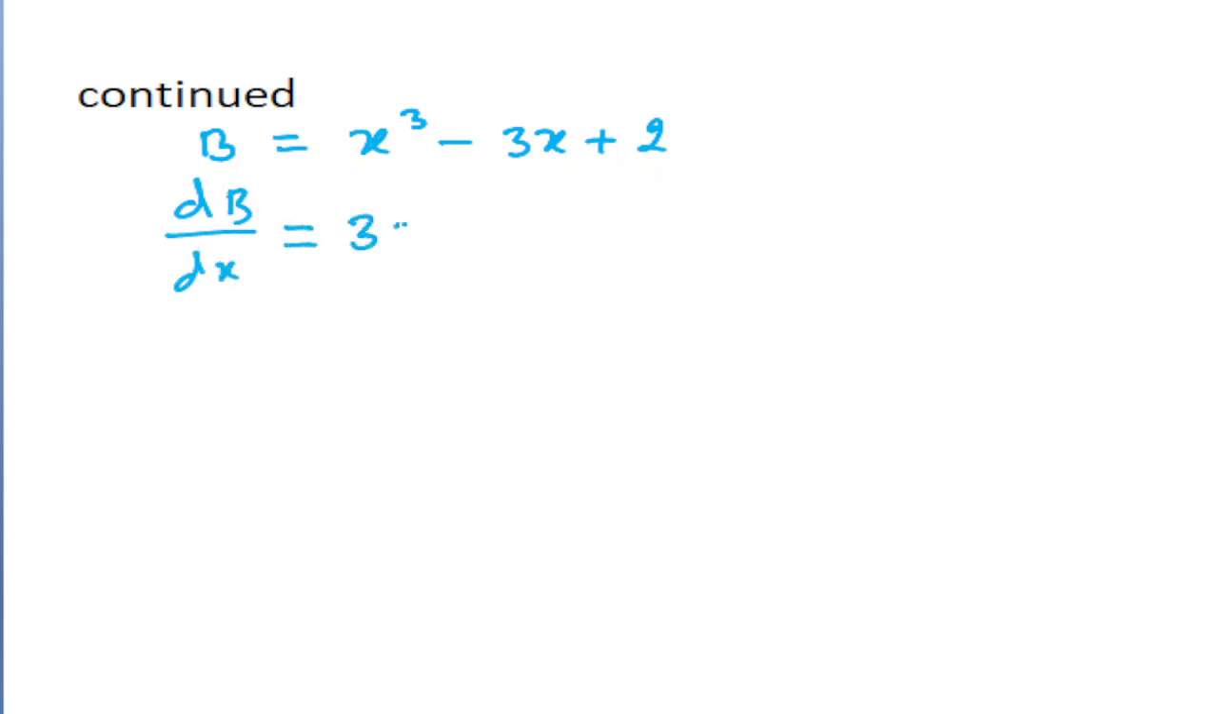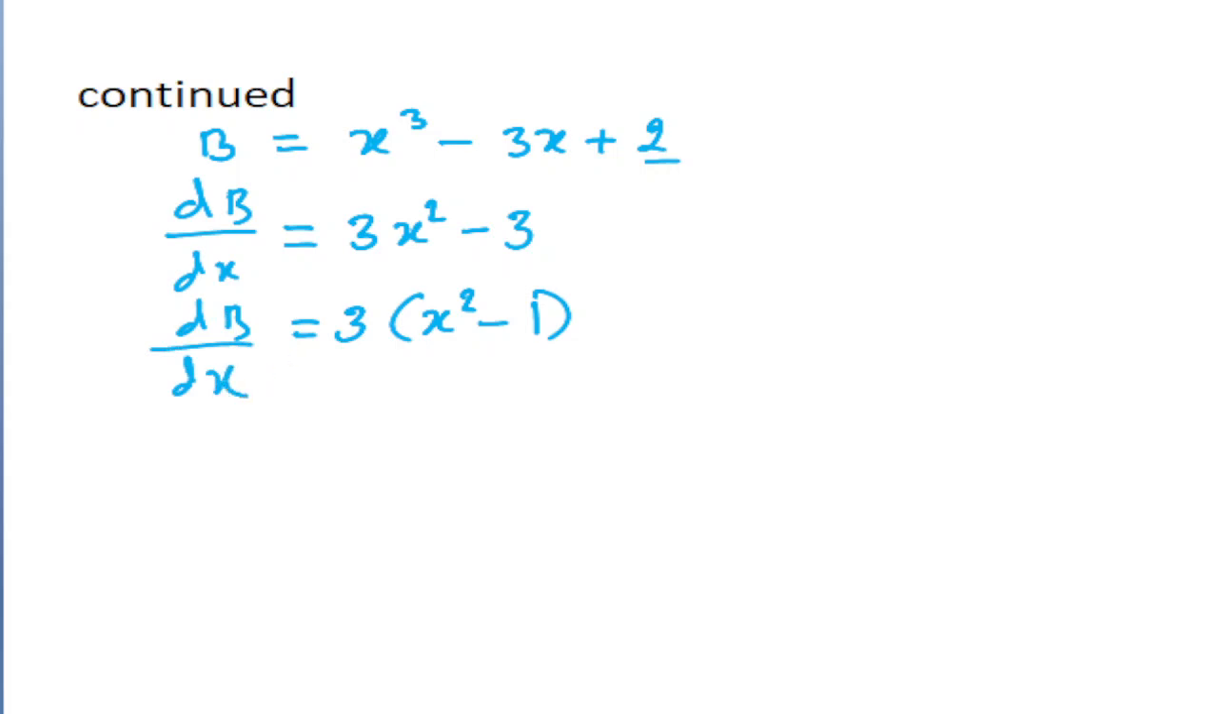What is b we got here? Let us write down again. B is equal to x cube minus 3x plus 2. I need here dB by dx. Now dB by dx is 3x square minus 3. The derivative of 2 is 0. So if you take out 3 common, friends, then you will get x square minus 1. So this is the simplified form of dB by dx.